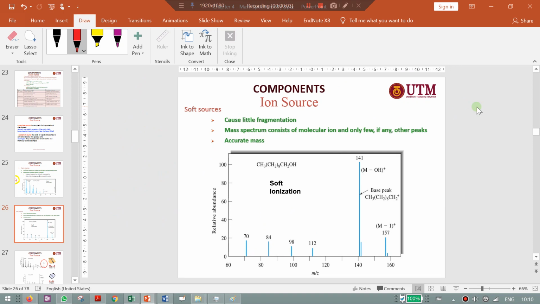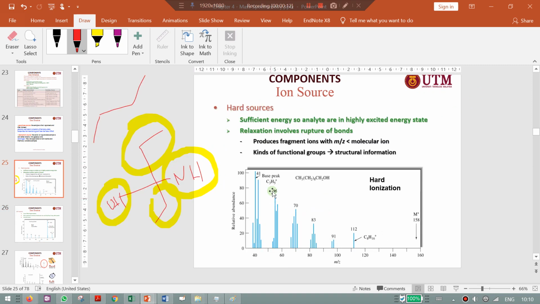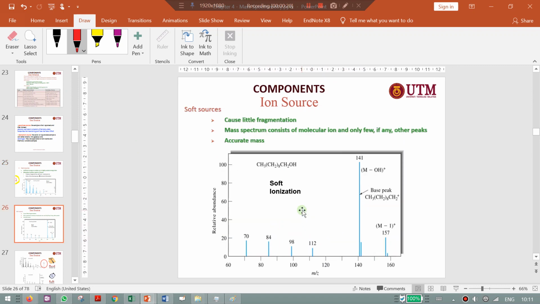In the next slide are the soft sources. Soft sources cause little fragmentation only. If we differentiate between these, we can see a lot of fragment ion information over here compared to here. The best thing about the soft source is that we can have the molecular ion, for example 157, but actually 158. The smallest one over here is our molecular ion. That's the best thing about the soft sources.